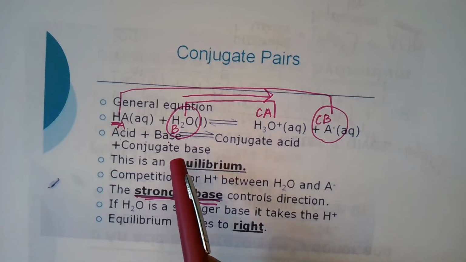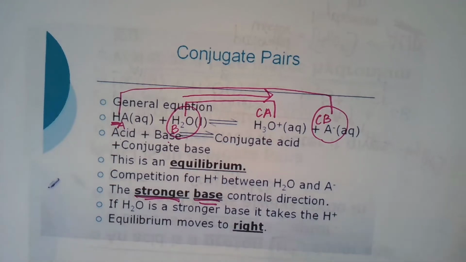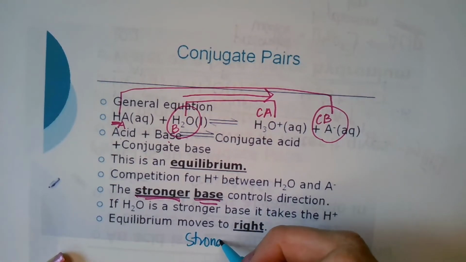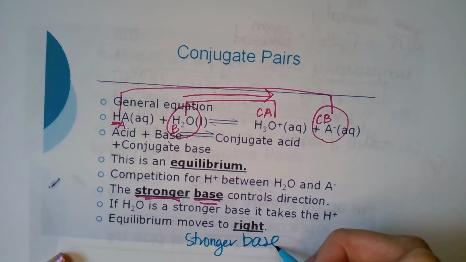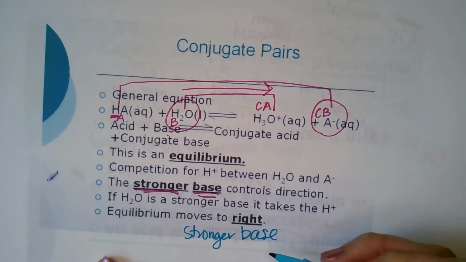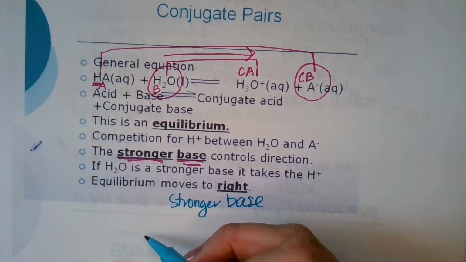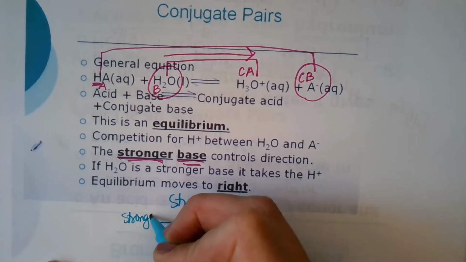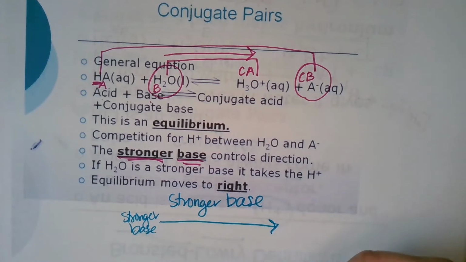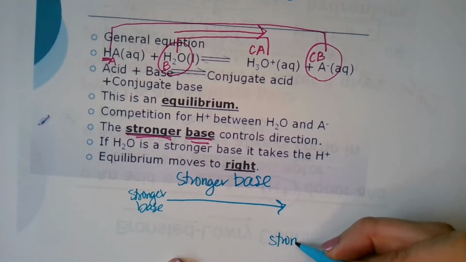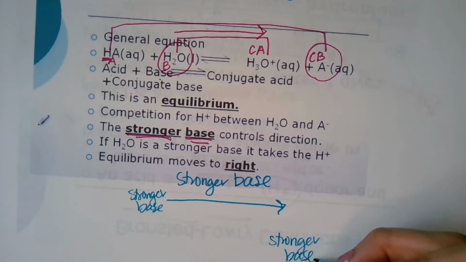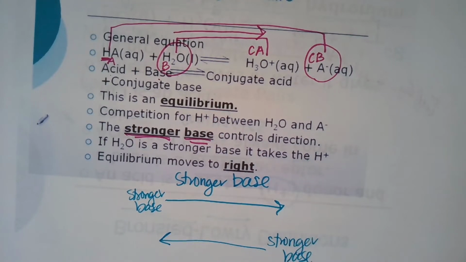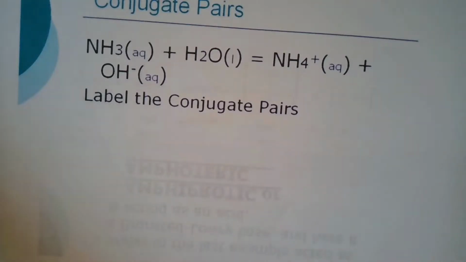We will have a chart here to look at in just a minute where we can compare the strength of bases. But again, the stronger base will push the direction. So if the stronger base was on the left, it will push to the right. If the stronger base was on the right, it will push the equilibrium to the left.